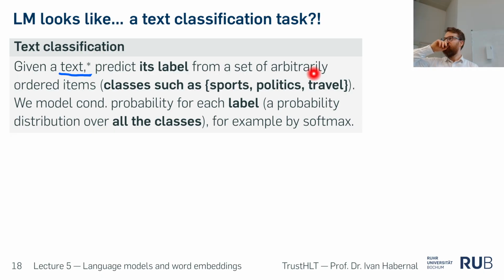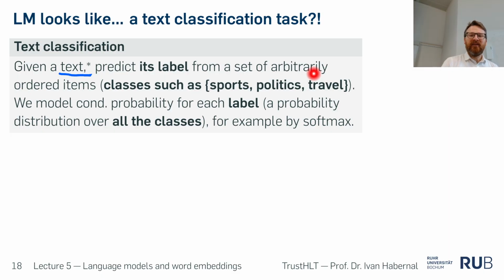We take the one-hot encoding, push it through some network, and at the end of this network there is a softmax, which gives the probability distribution over the classes like sport, politics, and travel. Does it ring a bell? It should ring a bell. If it doesn't ring a bell, it's time to start learning.